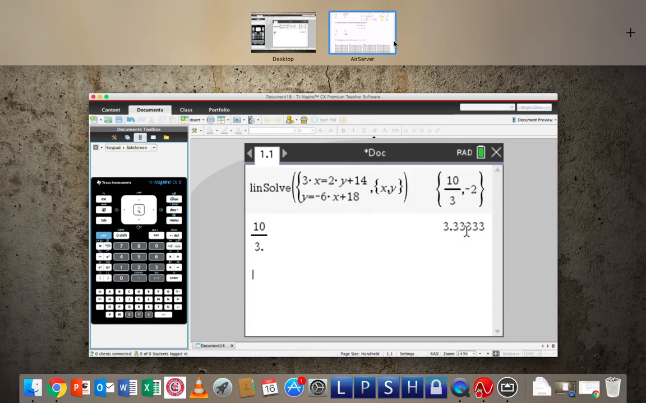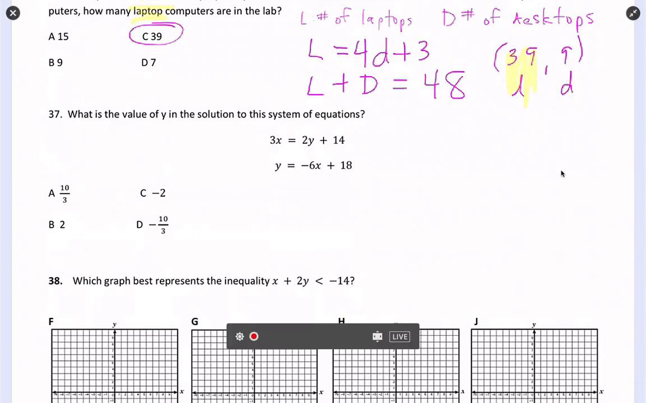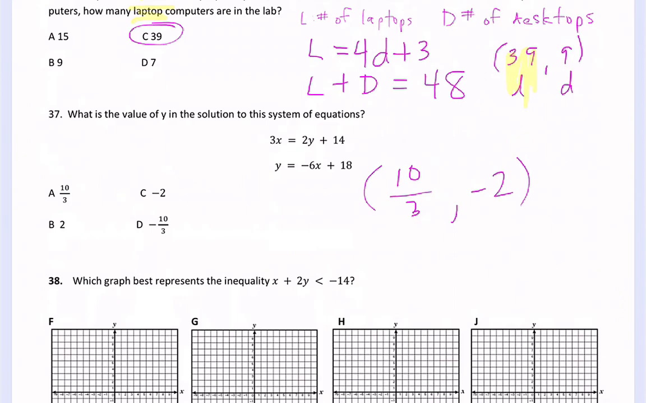Oops, I already forgot. Okay, so I see my answer choices are either A or C. But obviously I can't pick both of those, and I don't want to because it's asking for the value of the y. So it's x comma y. So my answer is negative 2.